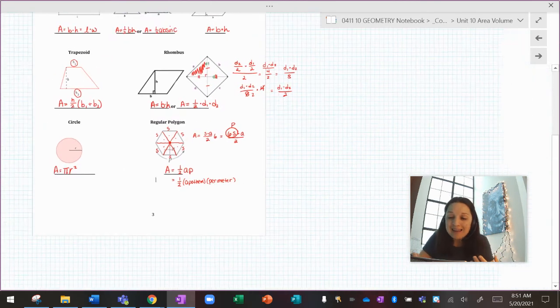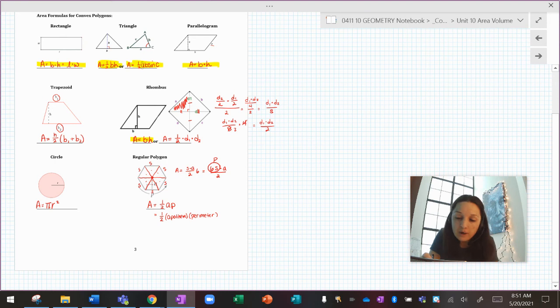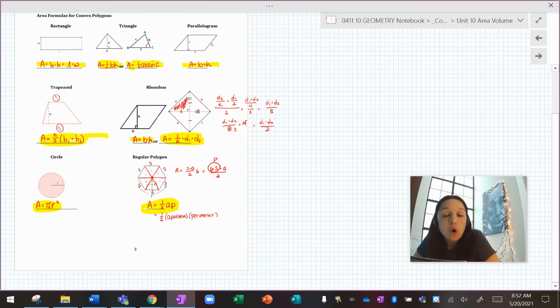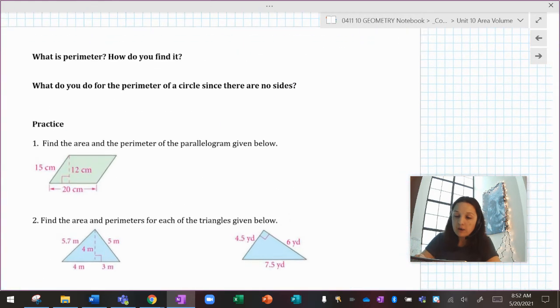Okay. But at the end of the day, I need you to be able to use the formulas: base times height, base times height, base times height, or base times height divided by 2, or 1/2 ab sine C, or 1/2 the product of the diagonals, or h over 2 times b1 plus b2, or area equals pi r squared, or area equals 1/2 AP. Know those formulas and be able to use them. Be able to use them how, you ask? Let's turn the page. All right.